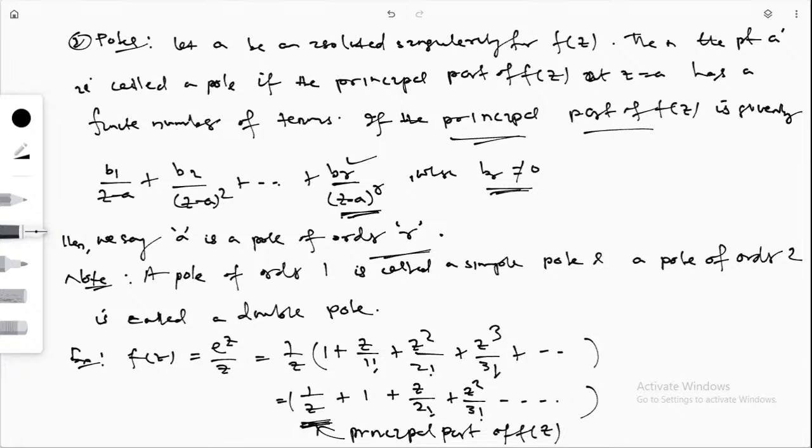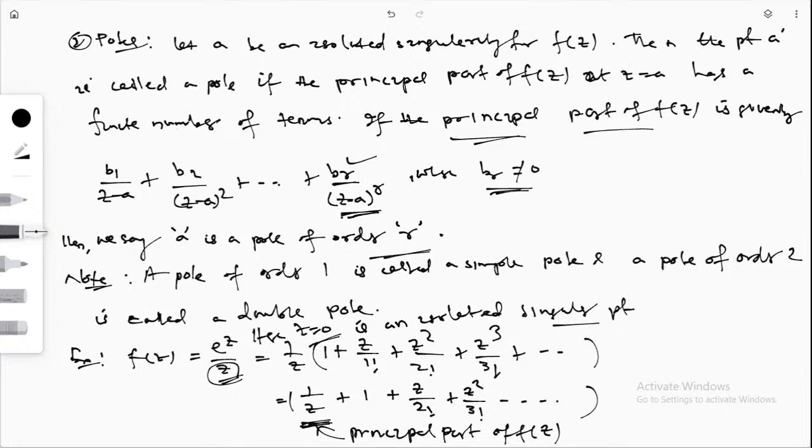So what can I say? By seeing this function, at z equal to 0 the function is not defined. So z equal to 0 is an isolated singular point, because the function is e to the power z divided by z. If the denominator is 0, then the function is not defined. So z equal to 0 is an isolated singular point.